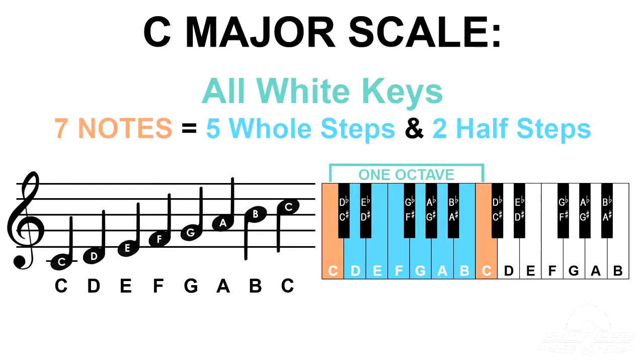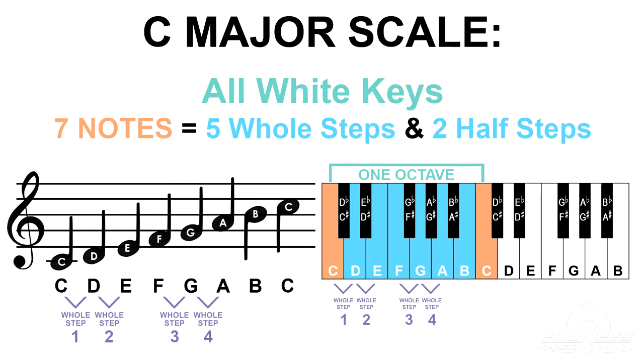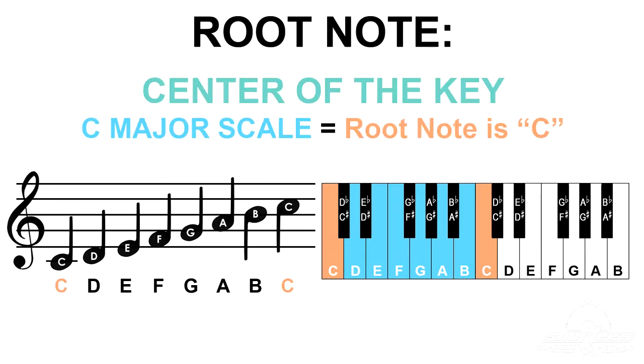So the 5 whole steps are C to D, D to E, F to G, G to A, and A to B. So this means that our first half step in this scale is E to F, and the second half step is B resolving back to the next octave C. The root note of the scale acts as the center of the key.